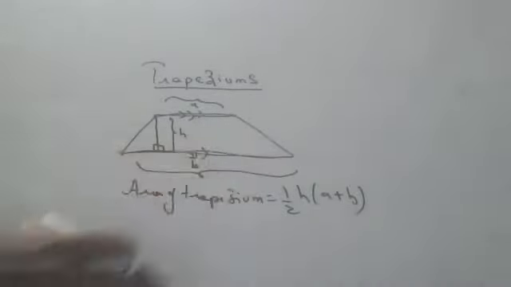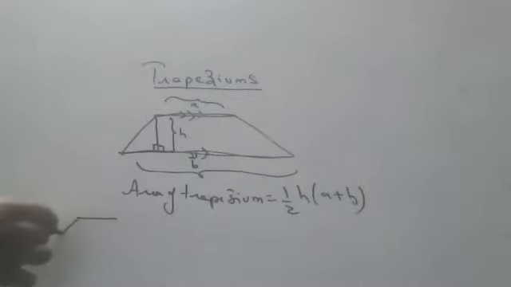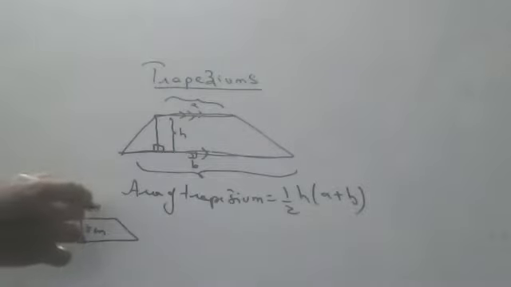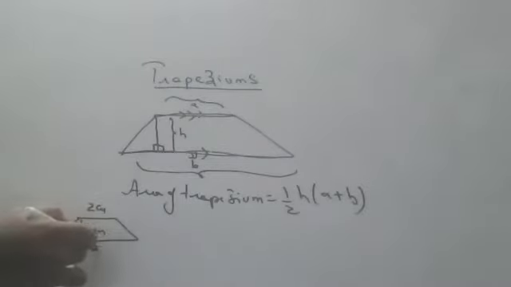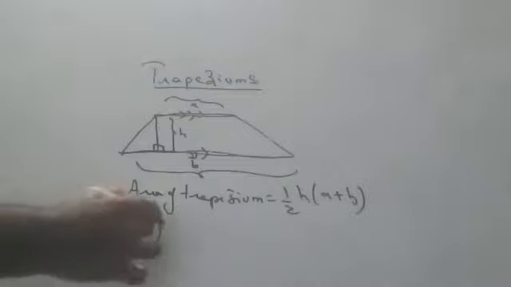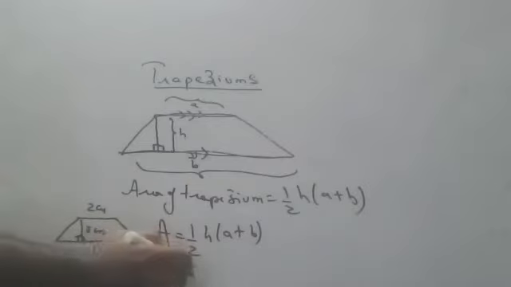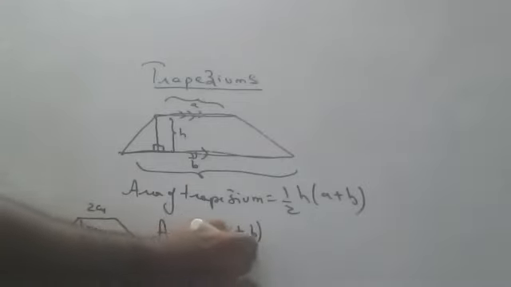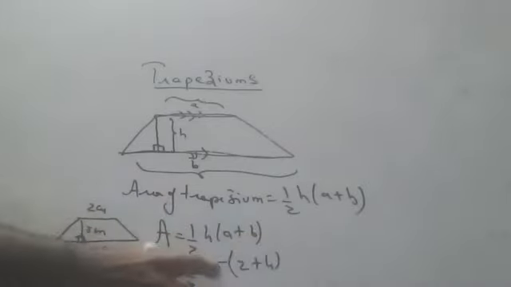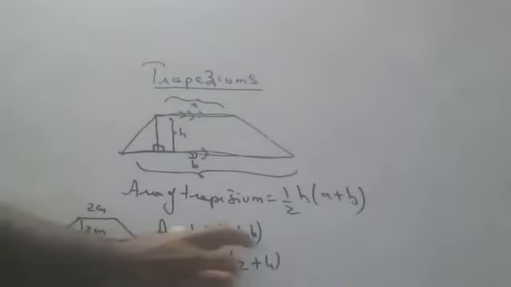How did we get the formula? I will show the derivation now, with a small sum so that you will understand. Imagine the distance between the parallel sides is 5 centimeters, the small side is 2 centimeters, and the longer side is 4 centimeters. What is the area of this trapezium? It is simple: half h into a plus b. So half into 5 into 2 plus 4. Height is 5, one side is 2, another is 4.